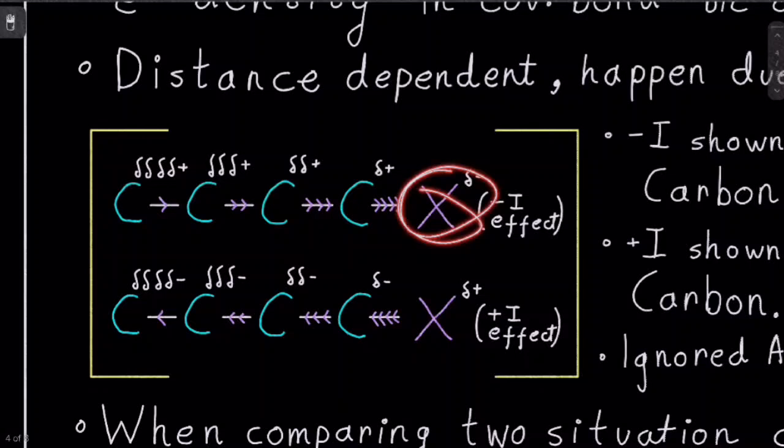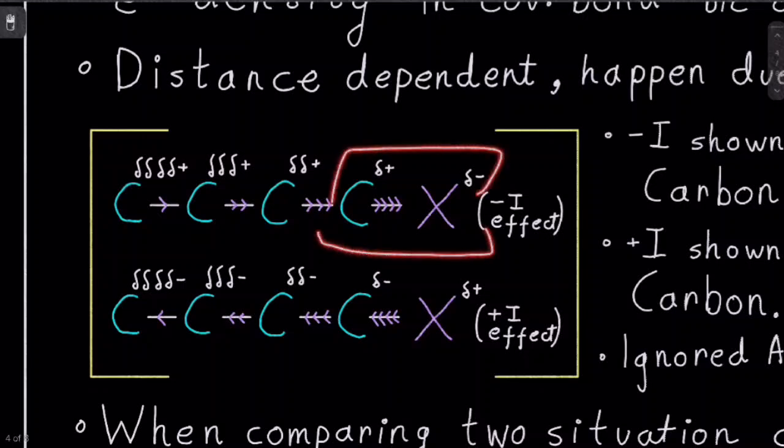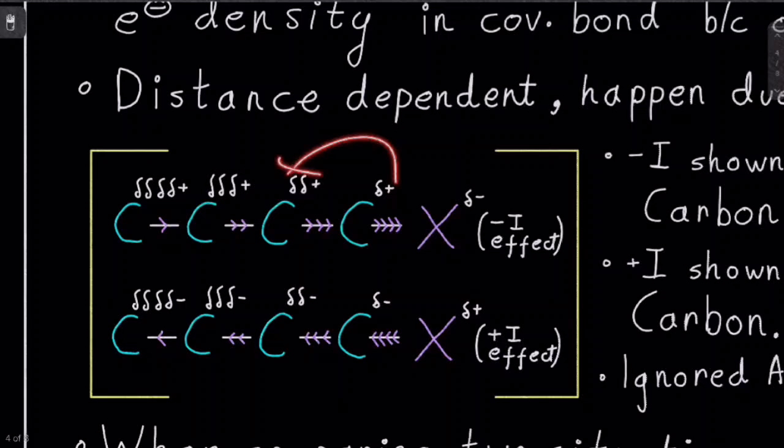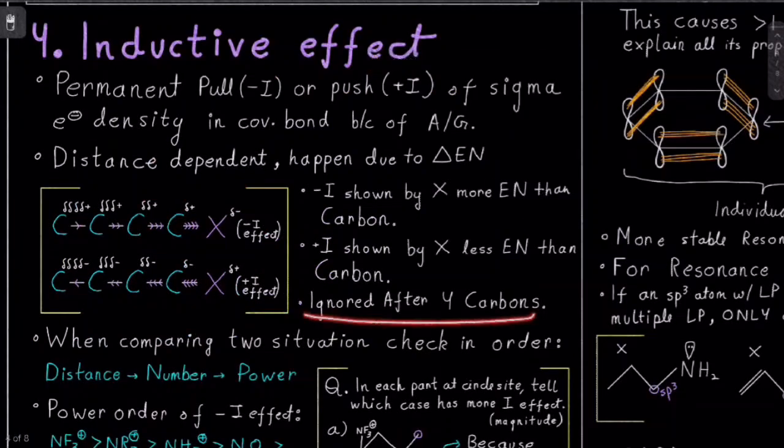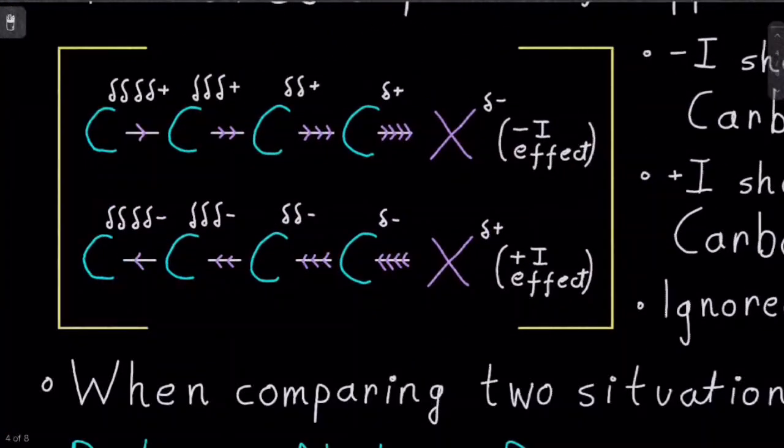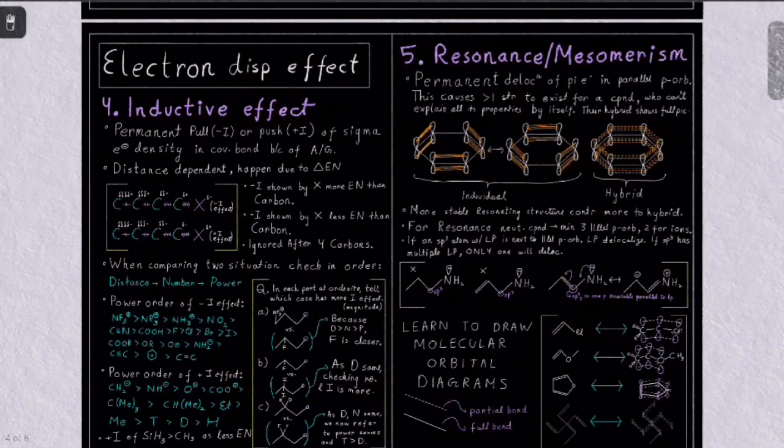If this is a highly electronegative atom, electronegative atoms have a tendency to pull electrons towards them, and hence the one which is directly attached to it, it pulls the electrons with a great force. The one which comes later in the series feels lesser force, then the next one lesser force, and it is ignored after 4 carbon atoms. The same thing can be said for the plus I effect. This is now an electropositive atom as compared to carbon.